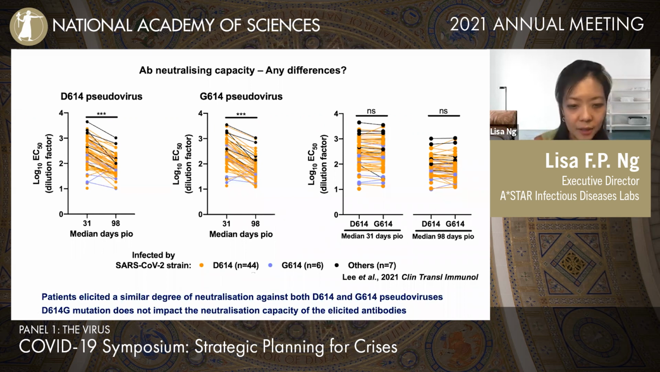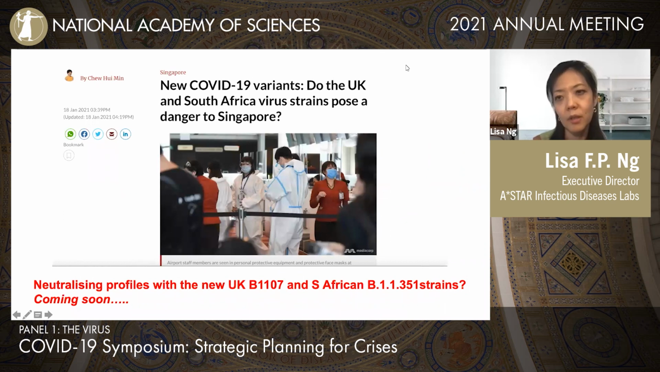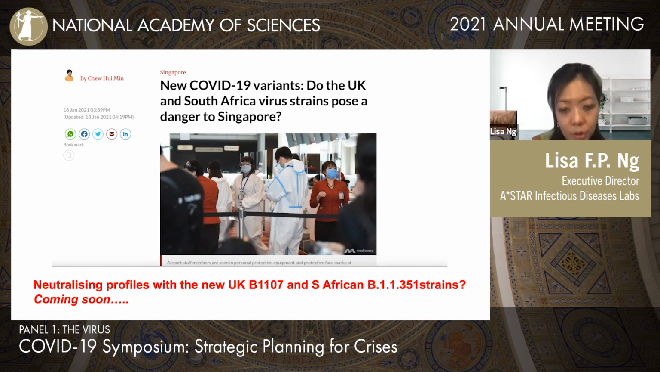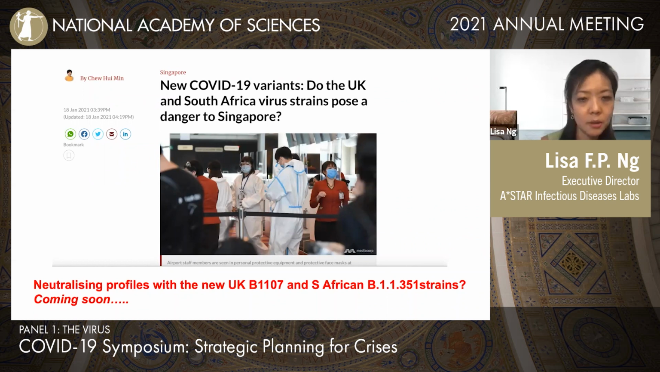Now, however, as of early this year, it's also been widely reported that there were new COVID-19 variants. So our work is still ongoing to actually screen the neutralizing capacities of the patient's antibodies that were infected last year against these new UK variants and the South African variants. And we do know that the neutralizing capacity has been reduced, just like some of the other reports.